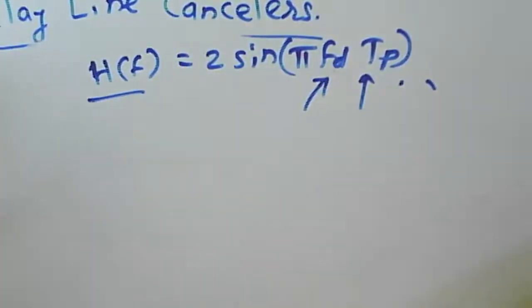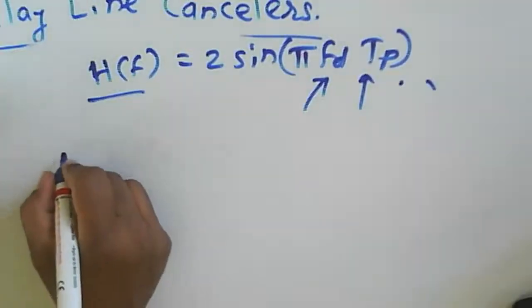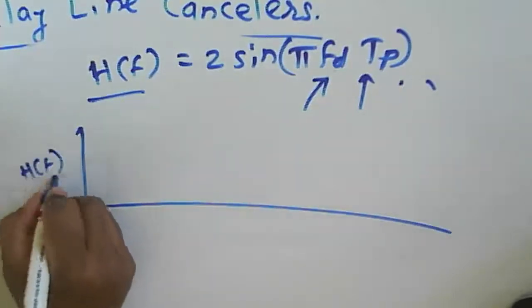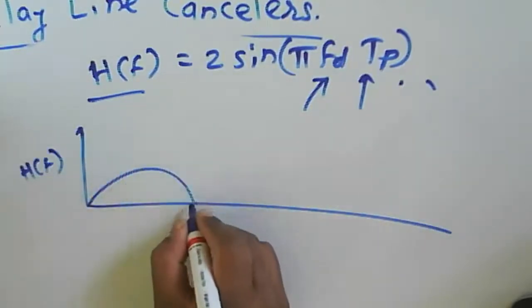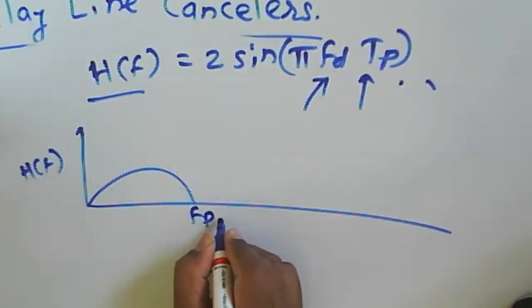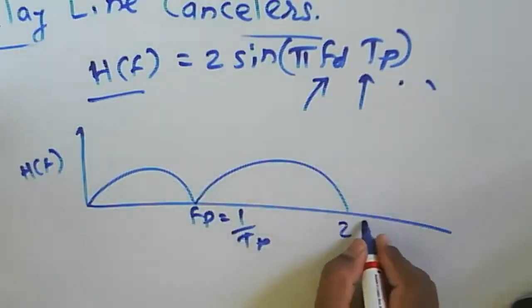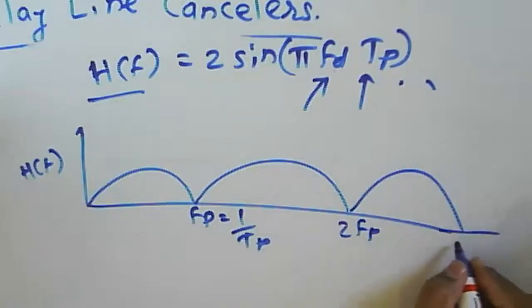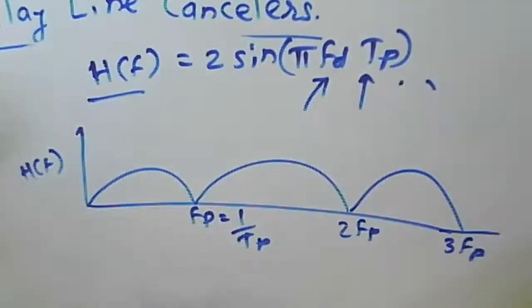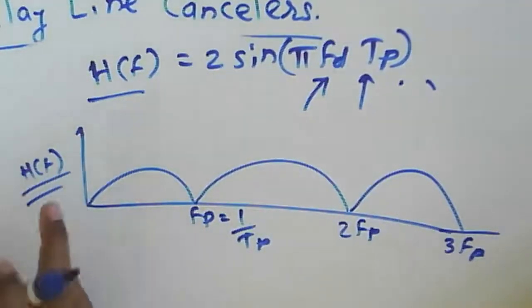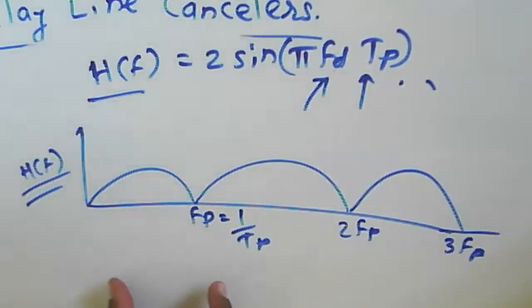We can draw here the amplitude of the frequency response function. I consider this one as H of f, and here we have fp, where fp is equal to 1 by TP. This one is twice fp, this one is thrice fp, and likewise. So this is the output, or magnitude response, of H of f for a single delay line canceller with a pulse repetition frequency fp equal to 1 by TP.